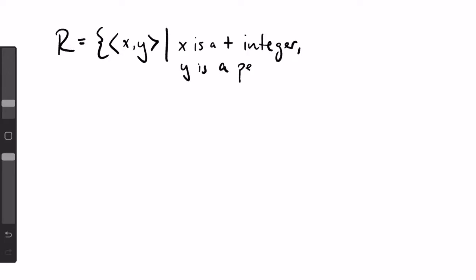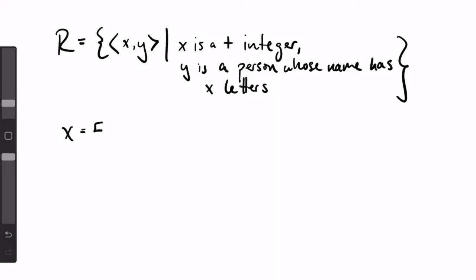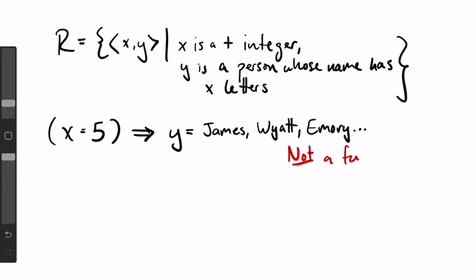Let's say we want to relate the set of positive integers and a set of 10,000 people. So we define the relation R equals the set of ordered pairs xy, such that x is a positive integer and y is a person whose name has x letters in it. For x equals 5, for example, there are probably a whole bunch of people in the set with names that have 5 letters. So R is not a function.